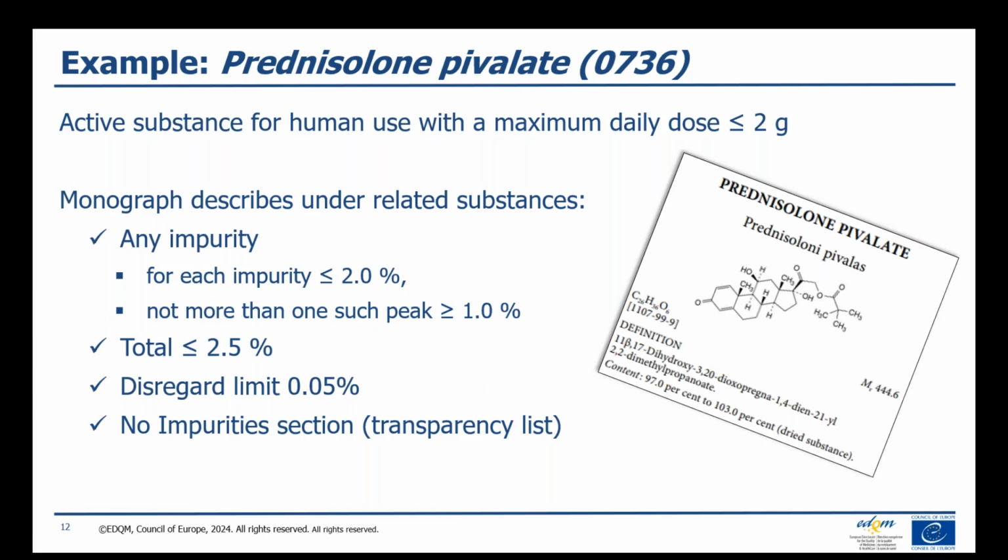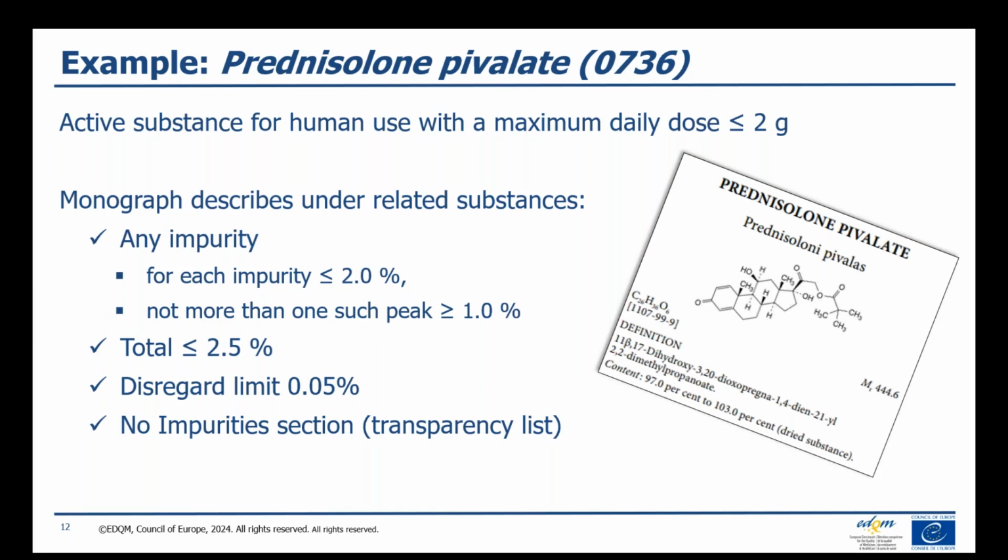If you go to the related substances test, you will see that there is a limit for any impurity. Any impurity should be less than 2%. And then there is an additional requirement that not more than one of the impurities should be present at more than 1%. Then there is a limit for the total, which is set at maximum 2.5%. And there is a disregard limit at 0.05%. But there is no transparency list here. So for this kind of monograph, you also have to refer to the general text 510.